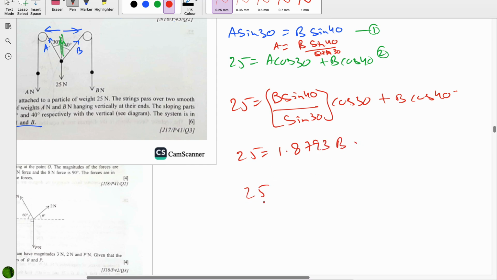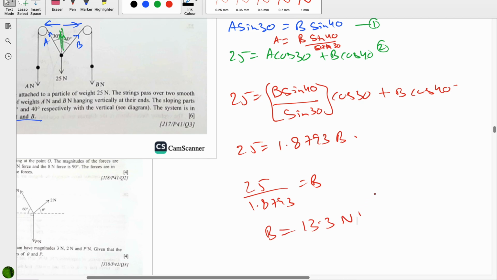So 25 divided by 1.8793 is equal to B. I'm punching whatever is in my calculator. So 25 divided by, the answer is 13.3. B is equal to 13.3 newtons.